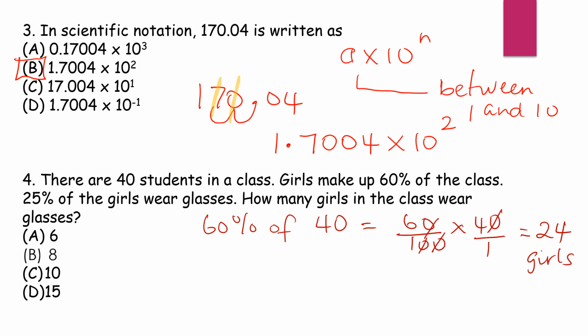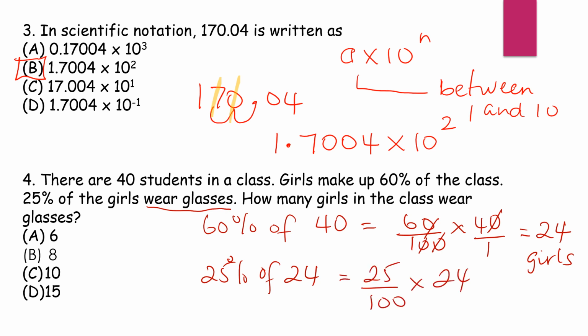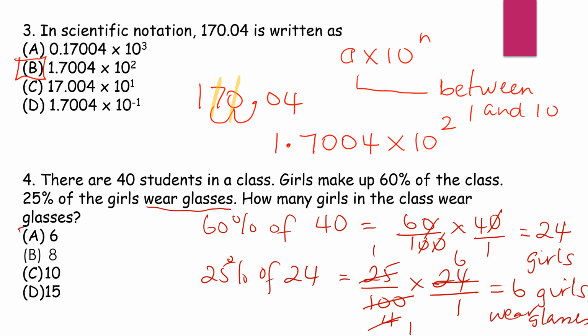25% of these girls, the 24, wear glasses. So that would be 25 over 100 times 24. Put that over 1. So 25 into 25 is 1. 25 into 100 is 4. 4 and 4 is 1. And 4 into 24 is 6. So there's 6 girls who wear glasses. So the answer is A.